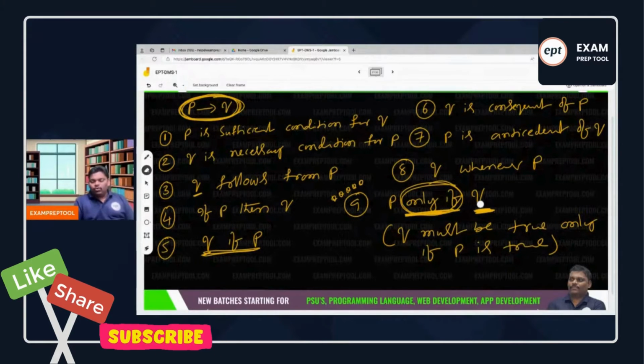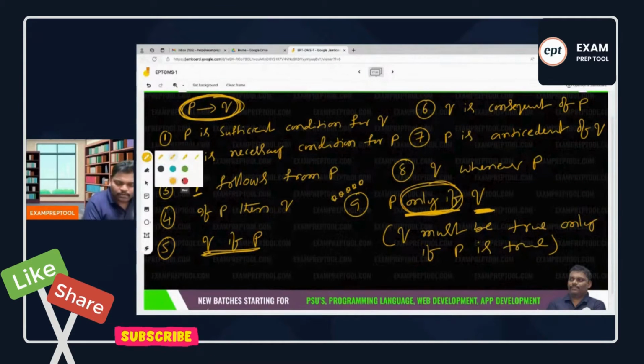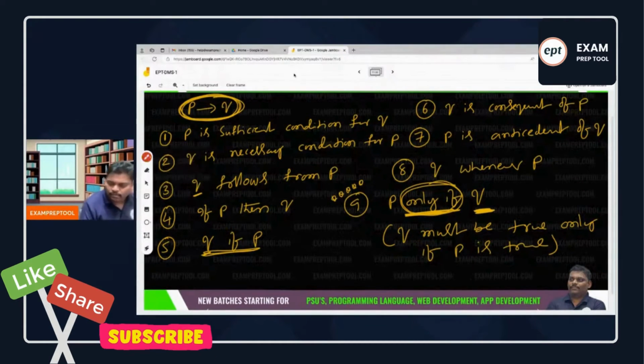Q must be true only if P is true. Is it okay? This is the only one which will confuse you, but I have written it within the brackets also. Can you please take care? Q must be true means Q necessarily will be true only if P is true. Only if.